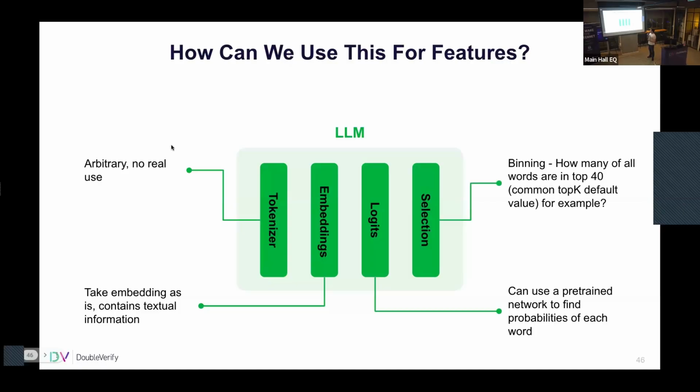The last thing that we can leverage is the selection process. So like I mentioned, top K, the default value for this that you will typically see is 40. And you can use this. You can ask yourself, okay, great, we have a text. How many of the words were in the top 40 most likely, for example? And this is something that very directly reflects upon the behavior of LLMs. And indeed, if you only use this one feature, you can already create something which is pretty decent.